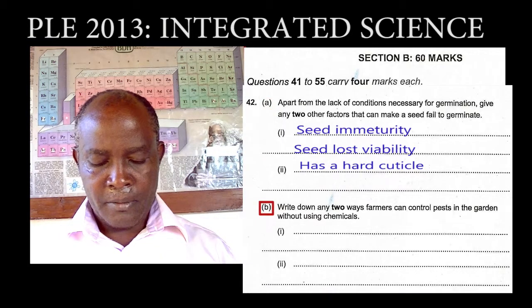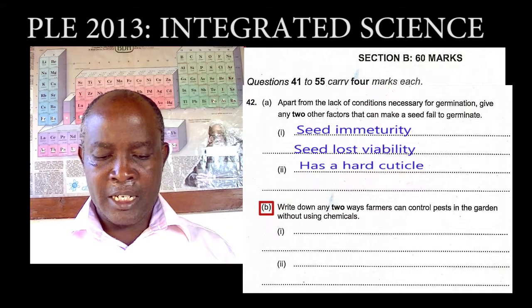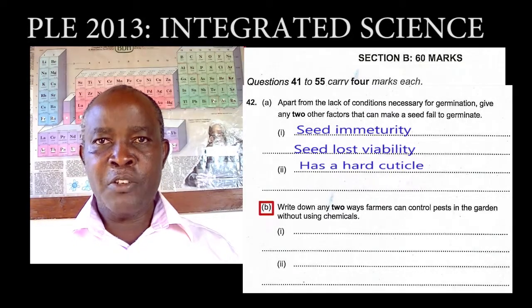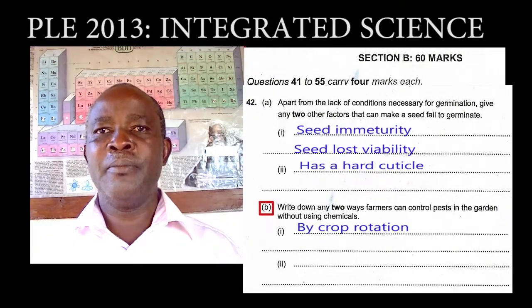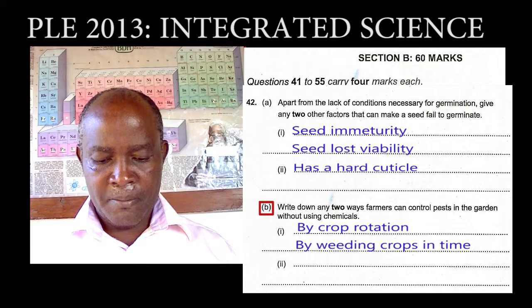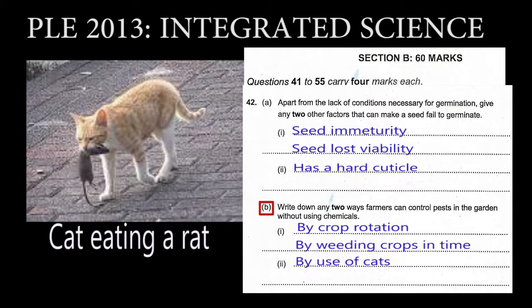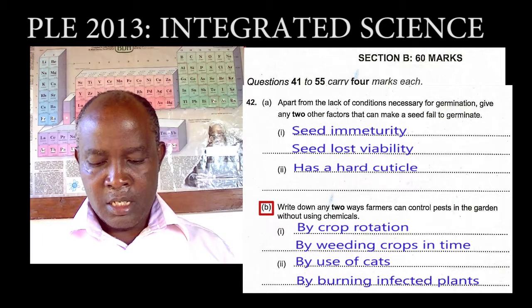B. Write down 2 ways a farmer can control pests in a garden without using chemicals. By crop rotation, by weeding the crops in time, by introducing cats or animals that can eat other pests, by burning infected plants.